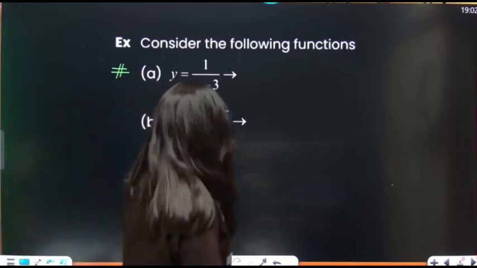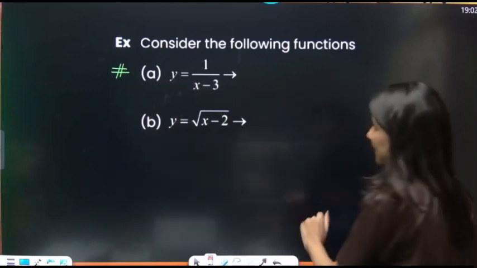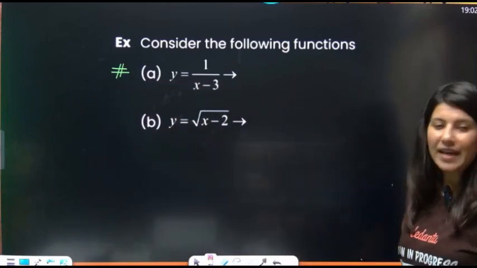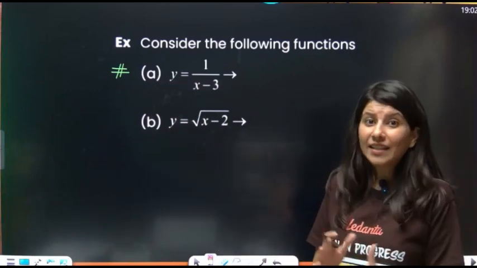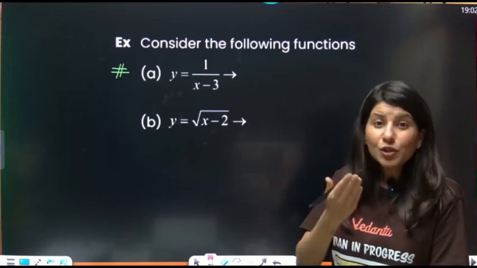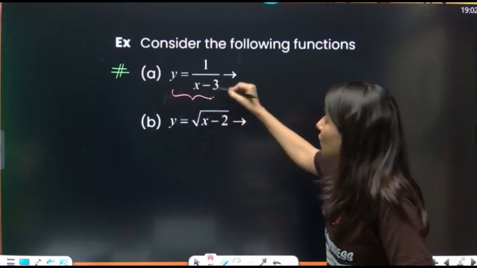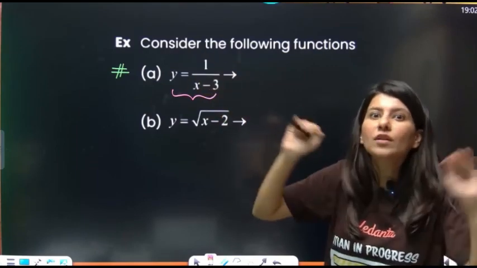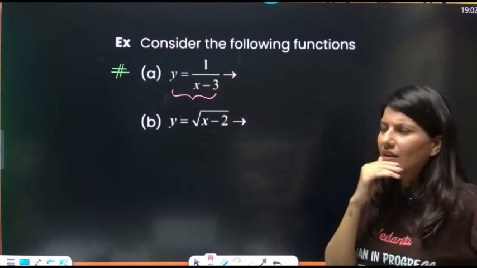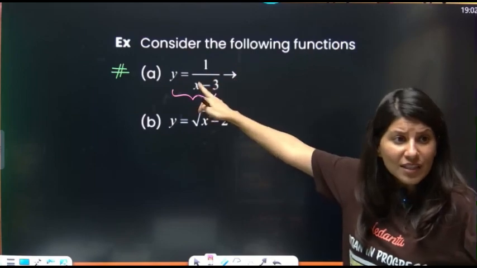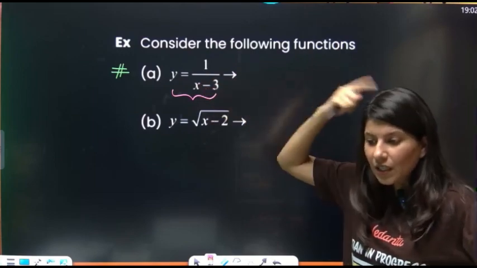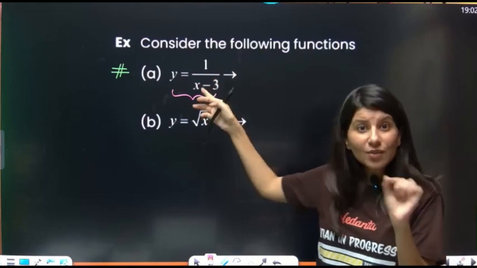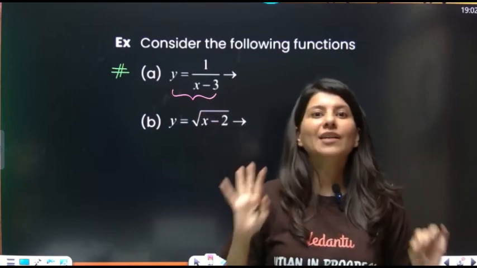Yes, y is equals to 1 upon x minus 3. Again, similar category. Now think about it. What should I do with this function? What should I put in place of x so that this becomes not defined? Is there any x for which this function becomes not defined? Think about it. If I put x is equals to 3, then only it will become not defined.